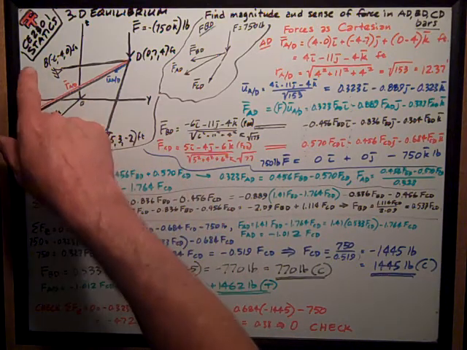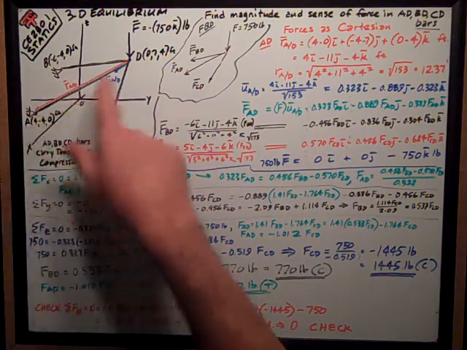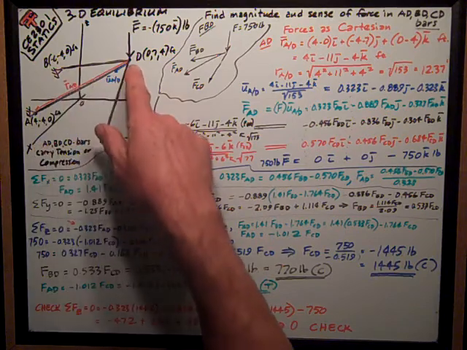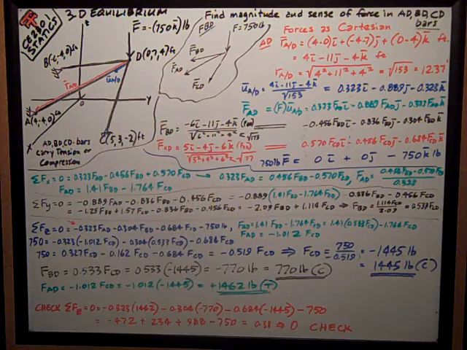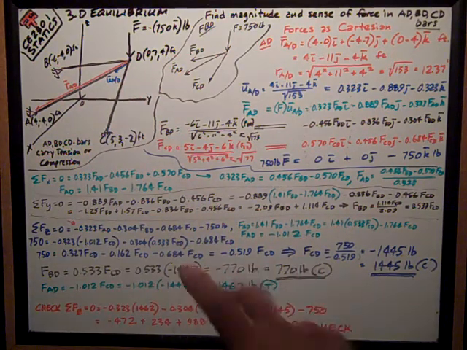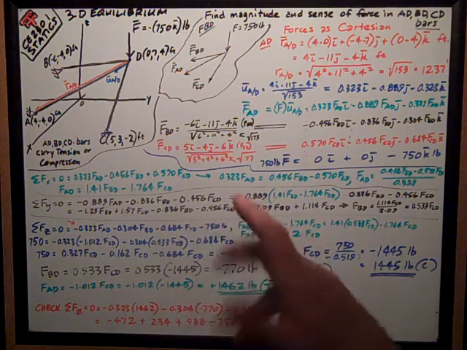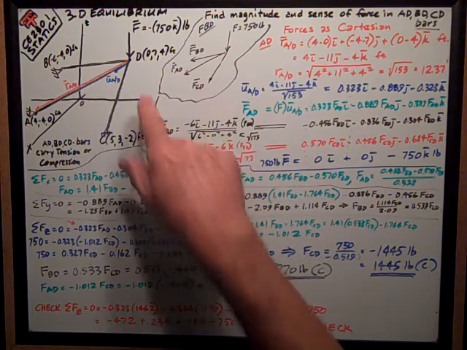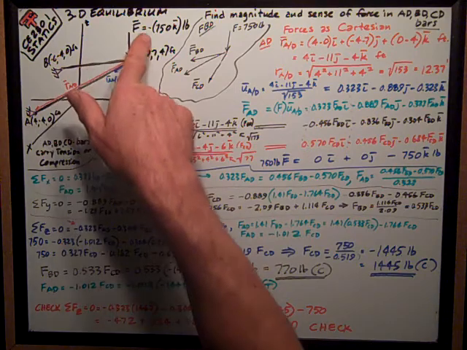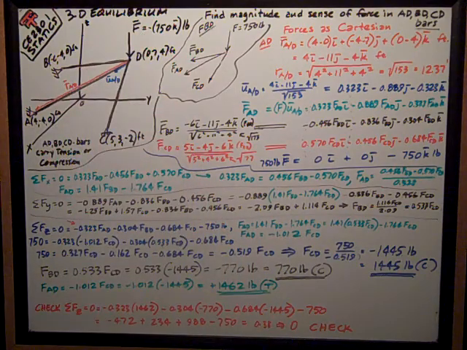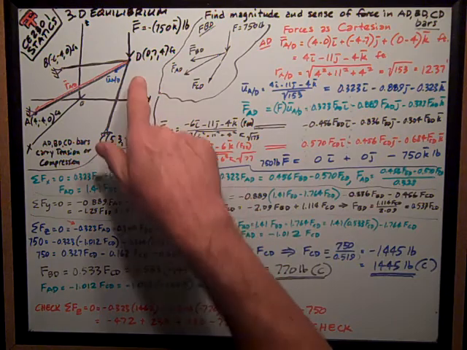I've given the coordinates of the endpoints of the bars, including point D, where all three bars are attached with some sort of ball and socket joint that can kind of swivel. And then I've got the applied force of 750 pounds straight down, like it's a weight.